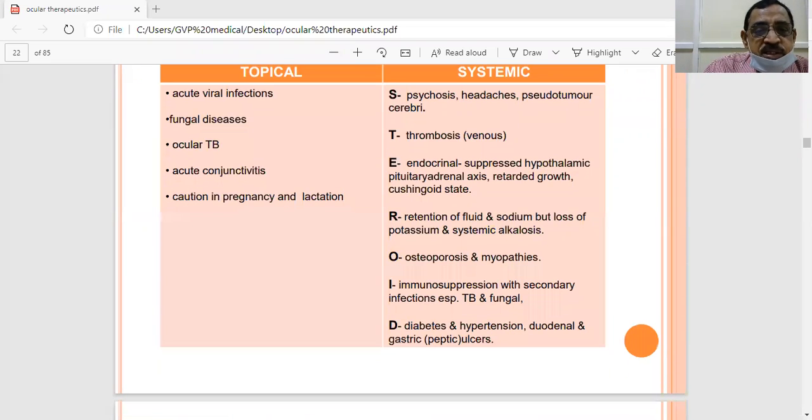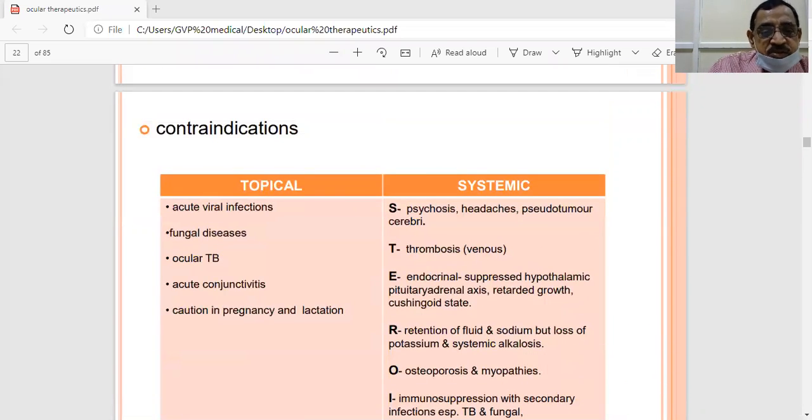Okay. So there are certain contraindications for usage of steroids. The topical contraindications are acute viral infections, herpes simplex, fungal diseases such as fungal corneal ulcer, ocular tuberculosis, and acute conjunctivitis. Caution in pregnancy and lactation: normally we try to avoid steroid administration.